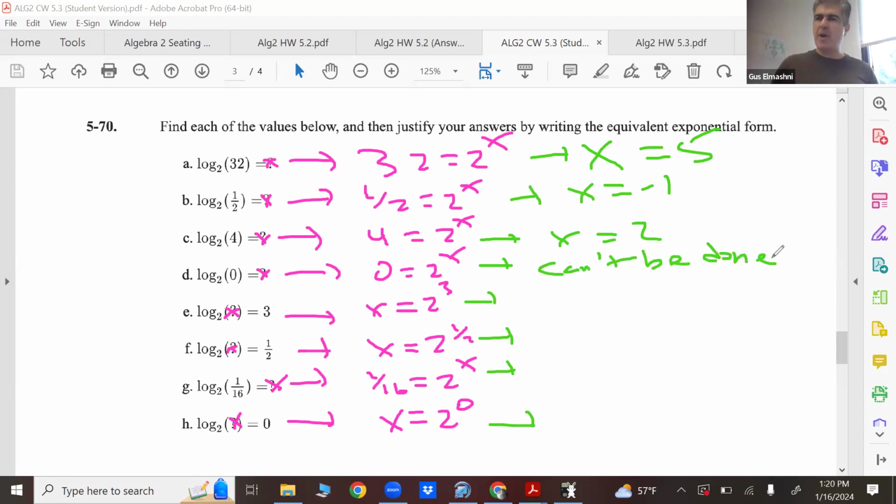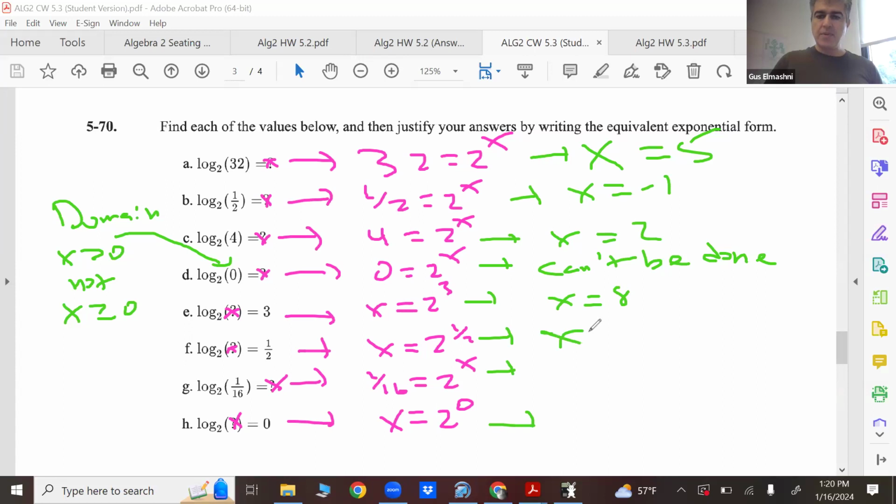Because you can't raise 2 to some power and make it 0. So remember the domain: X is greater than 0, not X greater than or equal to 0. Remember that. That's 8. That's root 2.